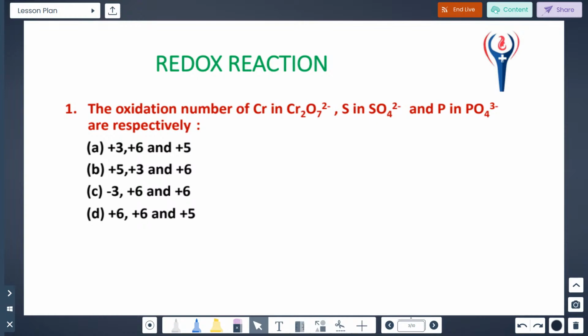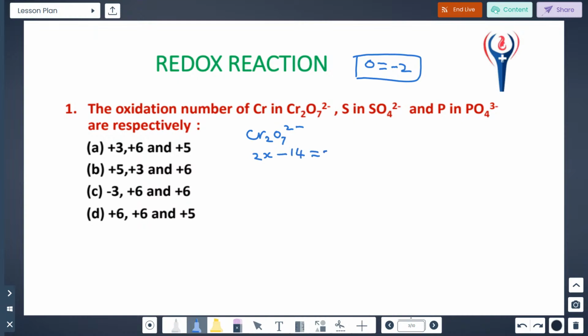So chromium here, how many chromium here? There are 2 chromium, no? So here I write it: Cr2O7 2 minus, here 2 chromium, so 2x. For oxygen, remember, it is always -2. Okay, most of the cases -2. In case of peroxide only, it will be -1. Okay, just remember.